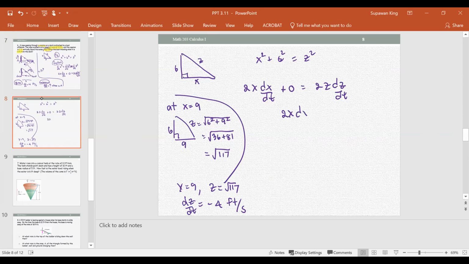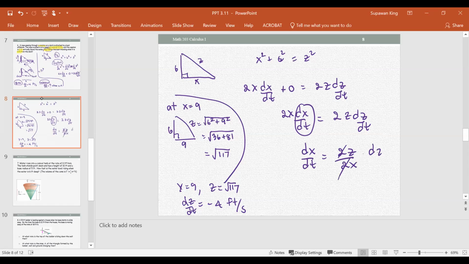So this derivative simplifies to 2x dx dt equals 2z dz dt, and we are looking for dx dt. Rearrange it, divide all by 2x. We have dx dt equals 2z dz dt divided by 2x, where the 2 and 2 can be reduced. Now we find dx dt by replacing z with the square root of 117, x with 9, and dz dt with negative 4. Plug in the numbers and calculate.